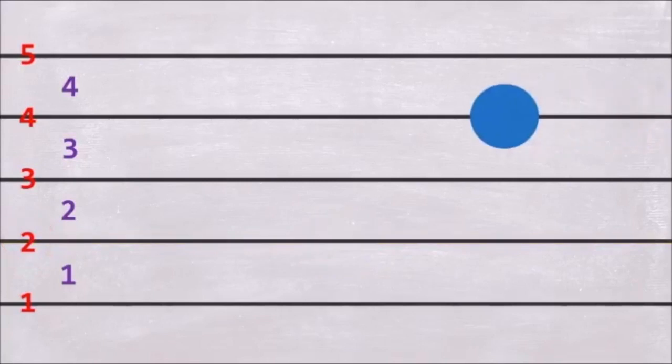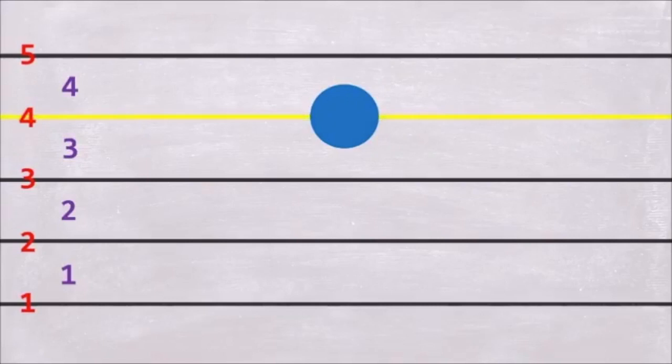Here's another note. Where is this note? On a line, and specifically line number 4. How about this one? In a space. Space number 2. But now you might be wondering, what does this matter for singing? Well, knowing those lines and spaces helps us recognize which notes we're looking at. Let's bring back in some solfege to figure out how this works together.